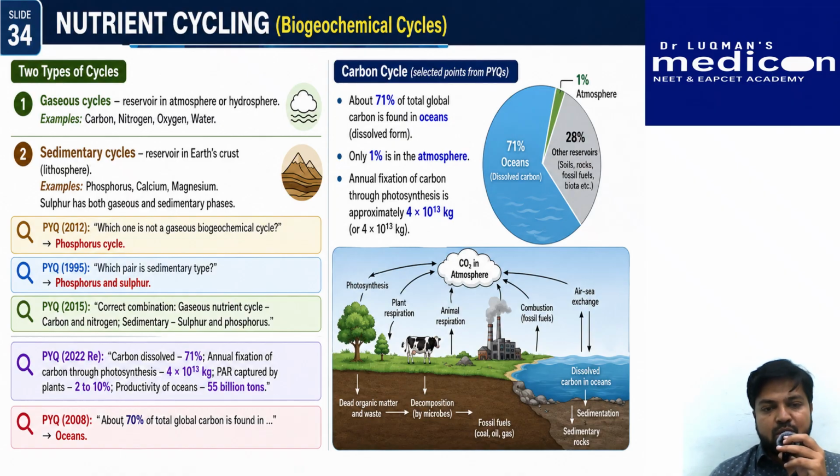Carbon dioxide in the atmosphere goes to photosynthesis, and returns through respiration, animal respiration, combustion and so on. All of this you can see in this diagram.